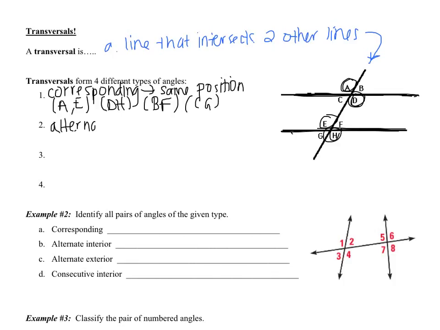Next, you have alternate interior angles. Okay, so alternate means different sides of the transversal.